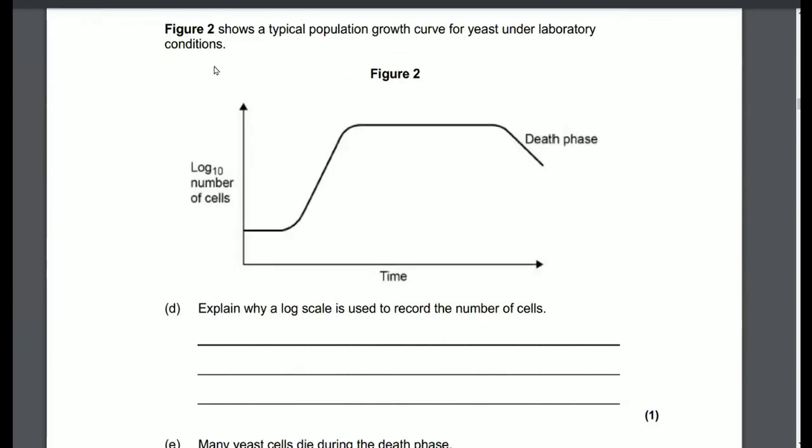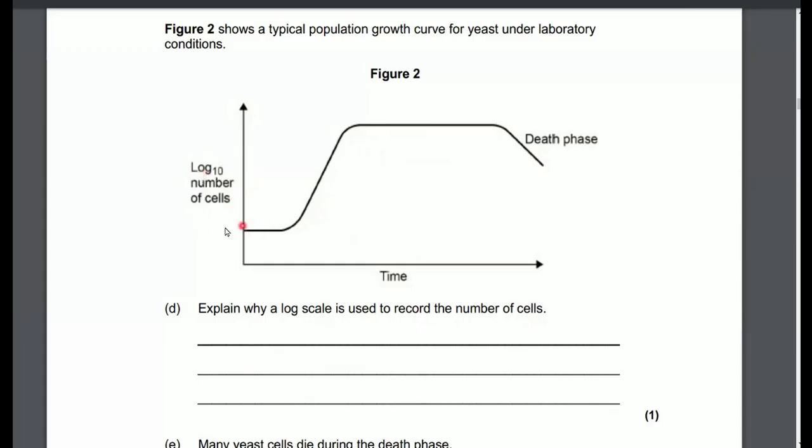Okay, figure 2 shows a typical growth population curve for yeast under laboratory conditions. Here's figure 2. We've got log 10 the number of cells, and then we've got the curve going up. We've got the death phase. That looks like the stationary phase and the growth phase or exponential phase. Explain why a log scale is used to record the number of cells. So why do they use a log here?